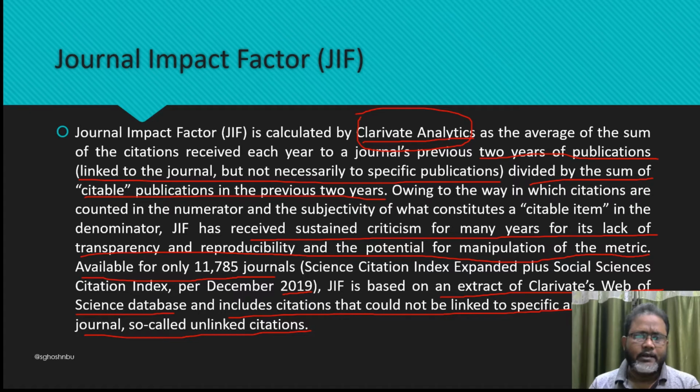And it was available for only 11,785 journals in the Science Citation Index Expanded plus Social Science Index as of December 2009. This JIF is based on an extract of Clarivate's Web of Science database and includes citations that could not be linked to specific articles, so-called unlinked citations. So I will tell you an example of this one.